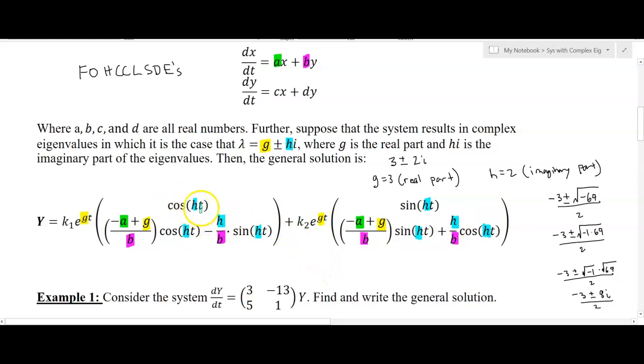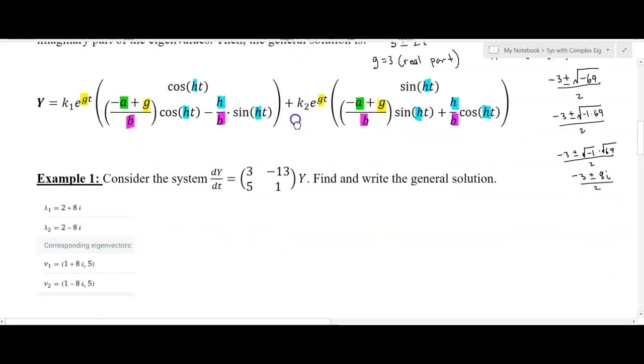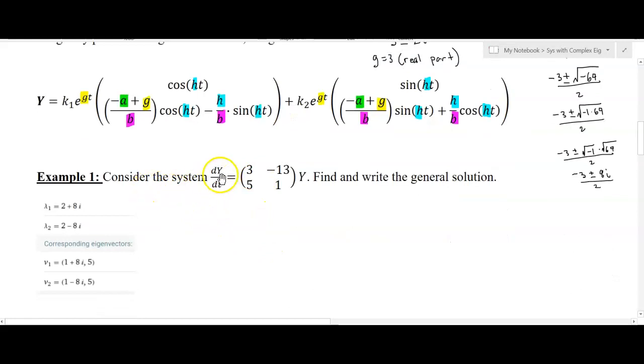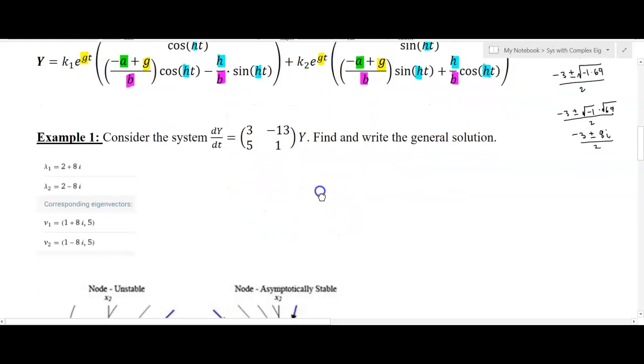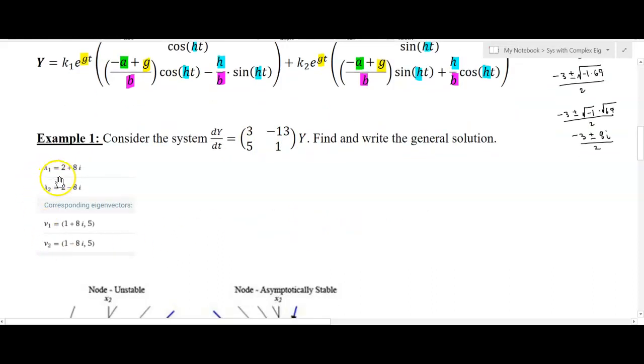But most importantly, notice that h, the imaginary part, is going to control how rapidly the sine and cosine functions oscillate. So let's consider a system. Here we have dx/dt is 3x minus 13y, dy/dt is 5x plus 1y. And when we compute the eigenvalues of this, we get lambda 1 is 2 plus 8i, and lambda 2 is 2 minus 8i.